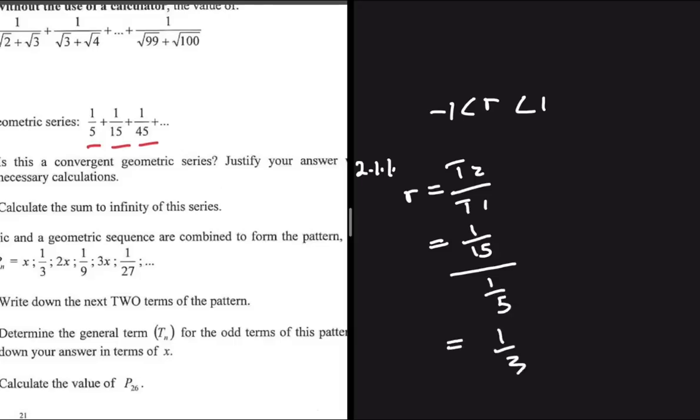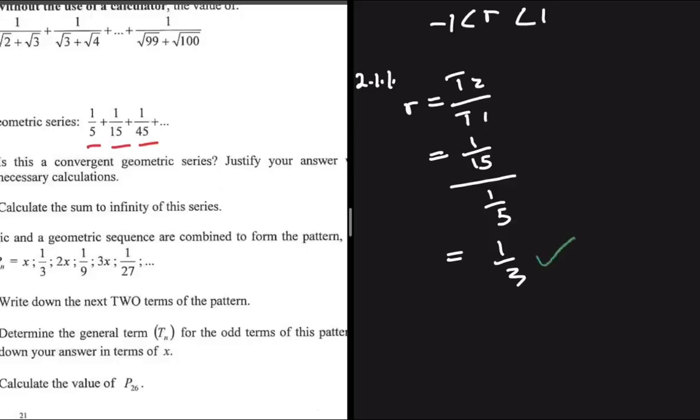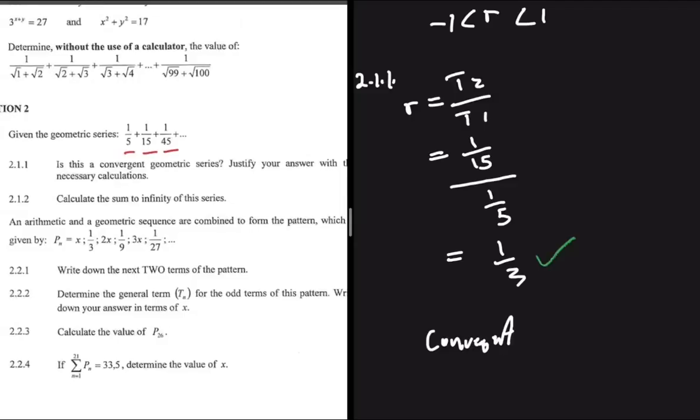And then as we all know, 1 divided by 3 is between minus 1 and 1. So we can conclude and say that this geometric series is indeed convergent, right? It is convergent because the common ratio is in between 1 and minus 1.